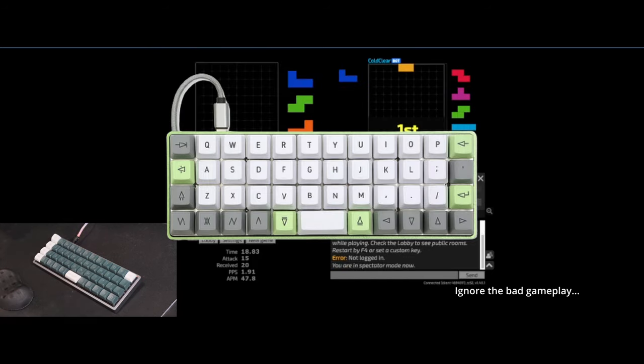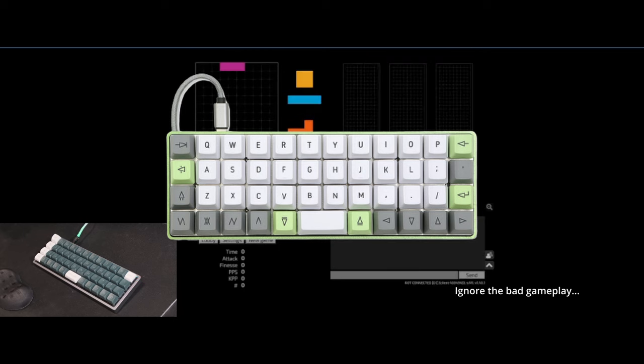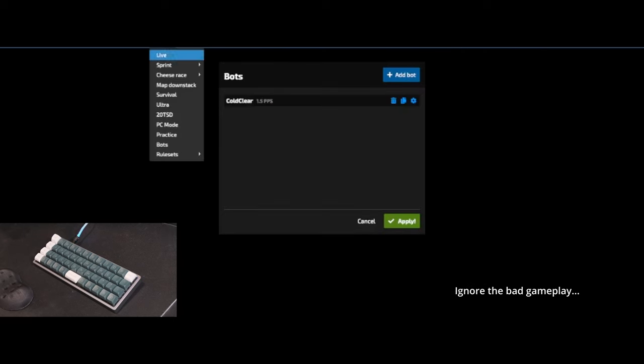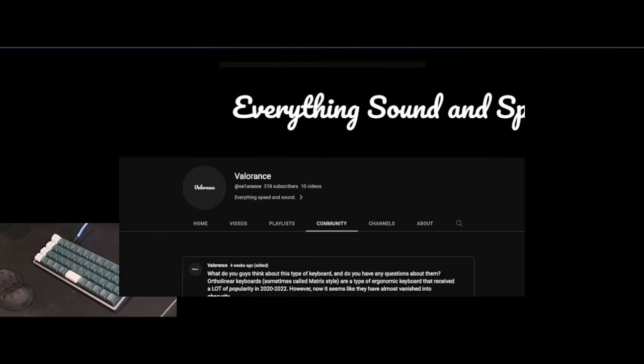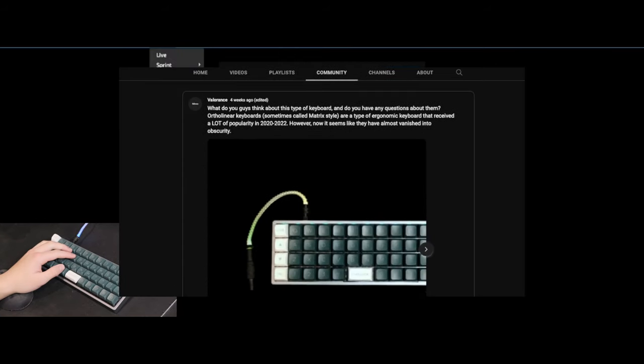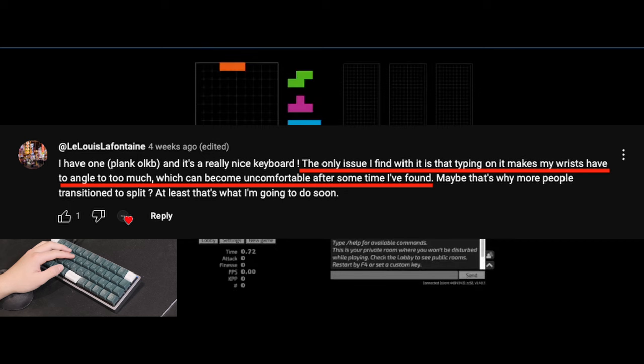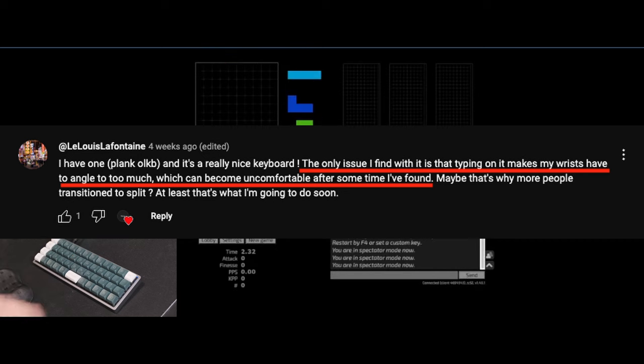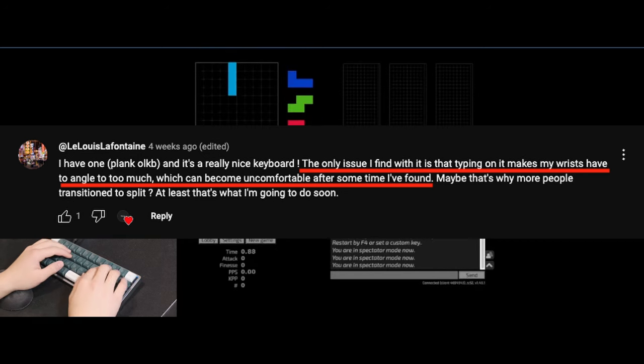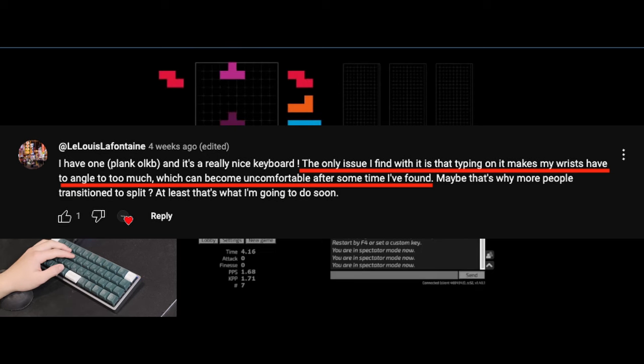Take the OLKB Planck. This is a 40% keyboard. You will probably experience the comment I, and many others, are about to mention. I put a community post asking people about their experiences with ortholinear keyboards, and this comment described very similarly what I experienced with this style. The only issue I find with it is that typing on it makes my wrists have to angle too much, which can become uncomfortable after some time.